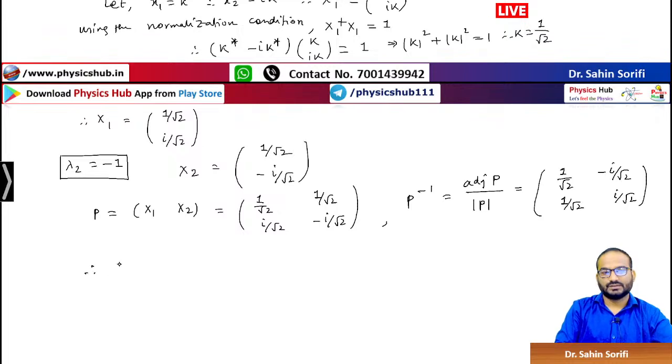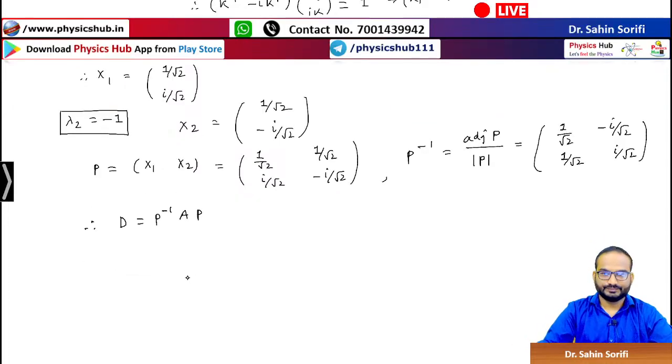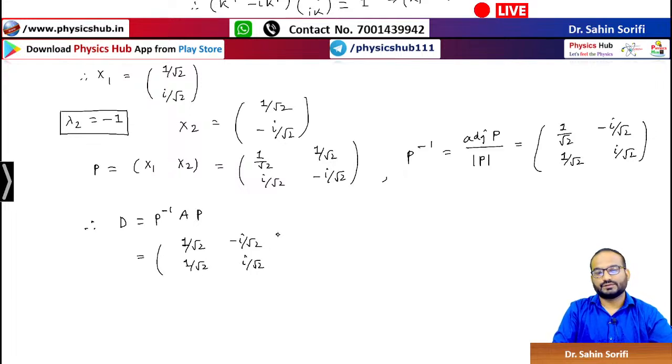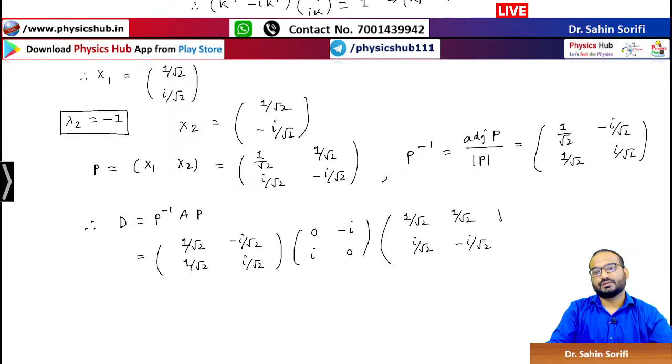Therefore, this is the diagonalized matrix. The formula is P inverse A P. P inverse we have got as 1 by root 2, minus i by root 2, 1 by root 2, i by root 2. Then A, which is given in the question, is 0, minus i, plus i, 0. And P is 1 upon root 2, 1 upon root 2, i by root 2, minus i by root 2.